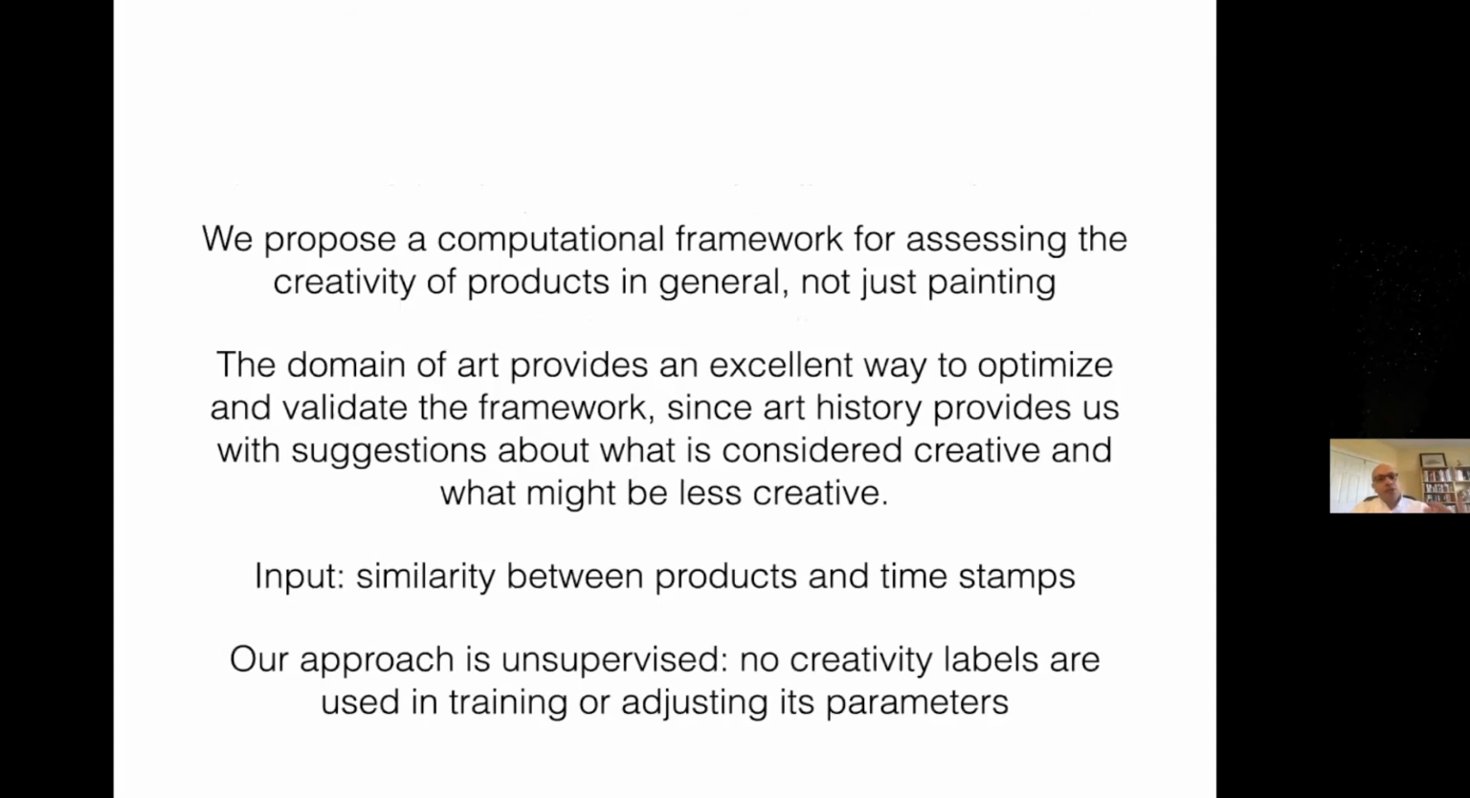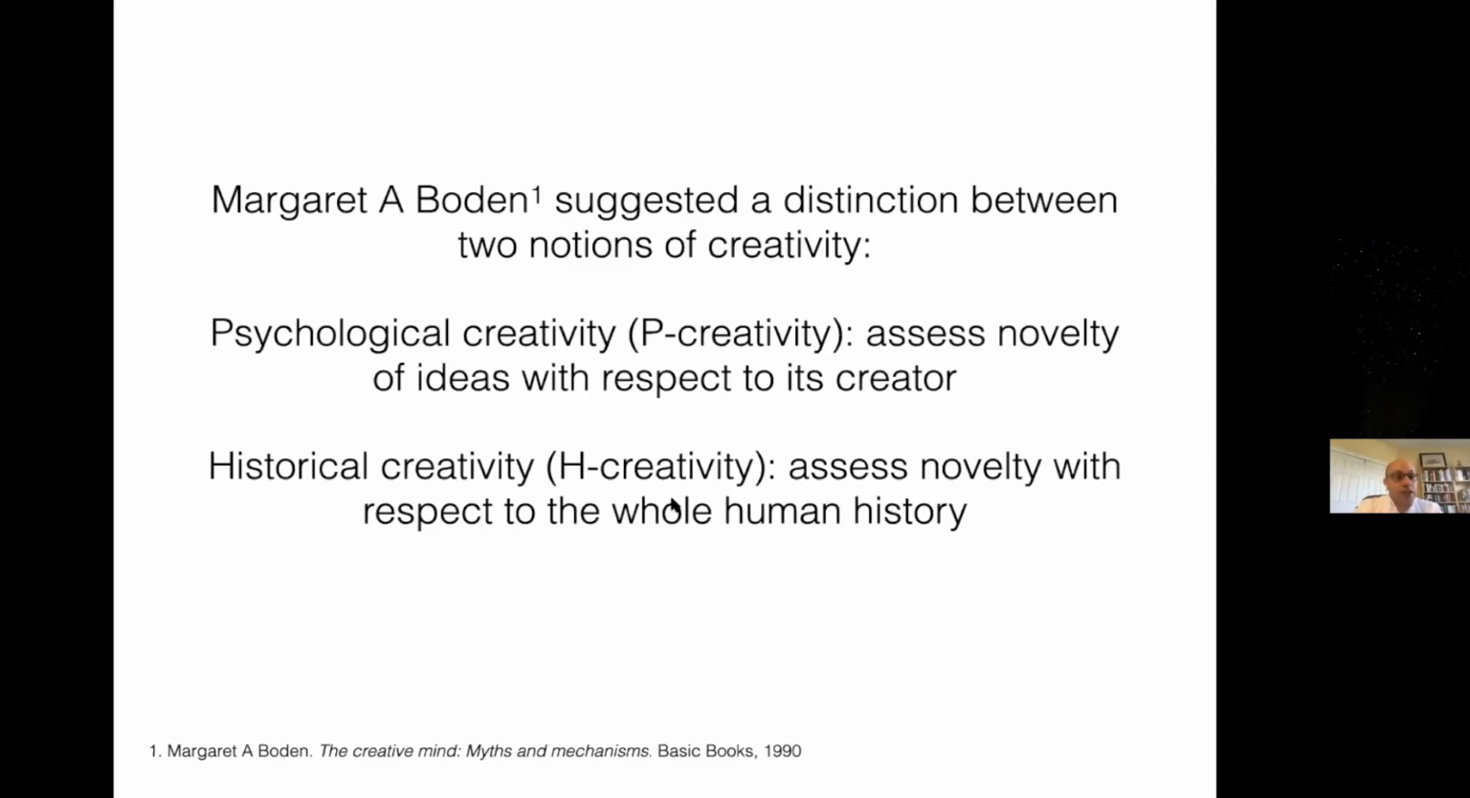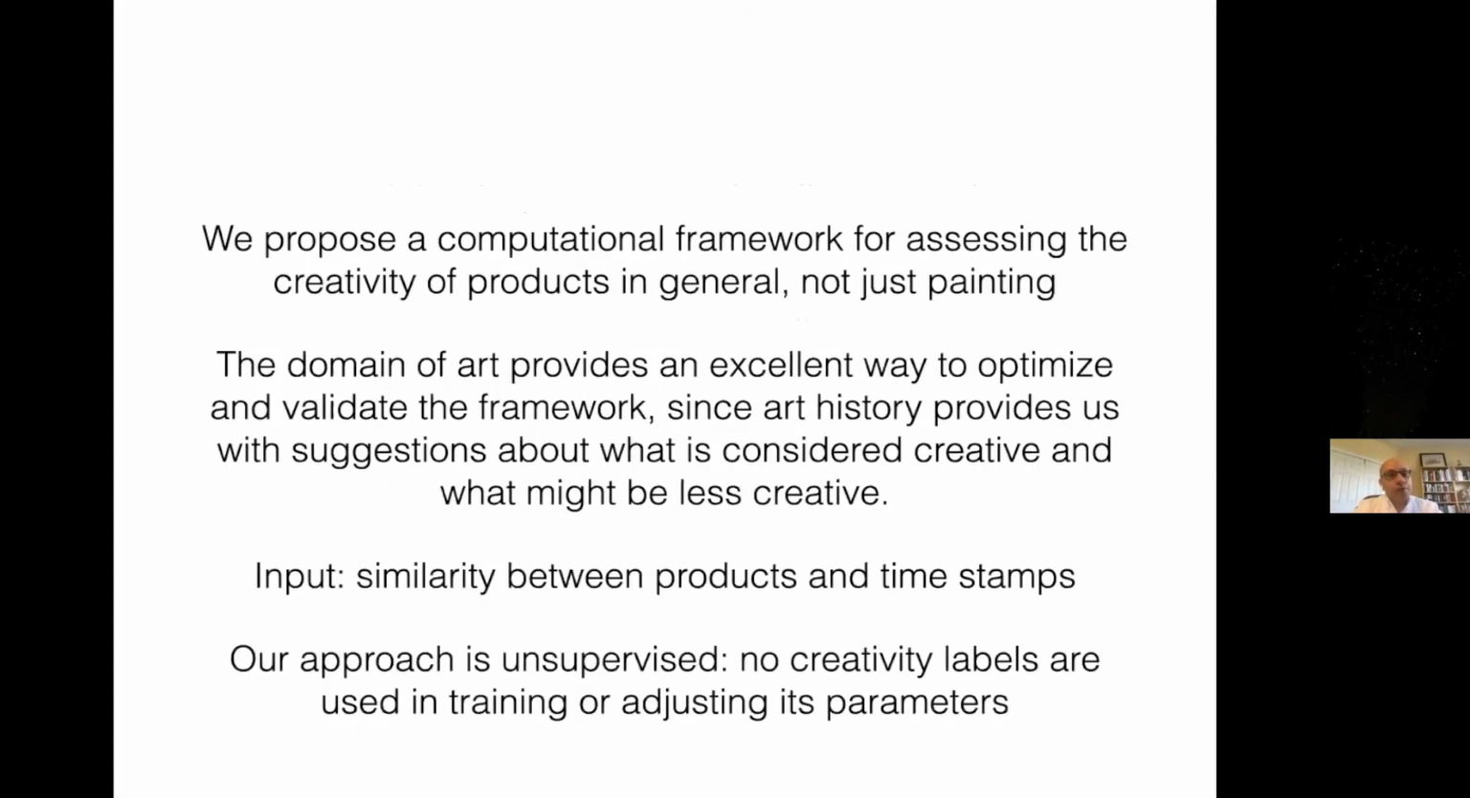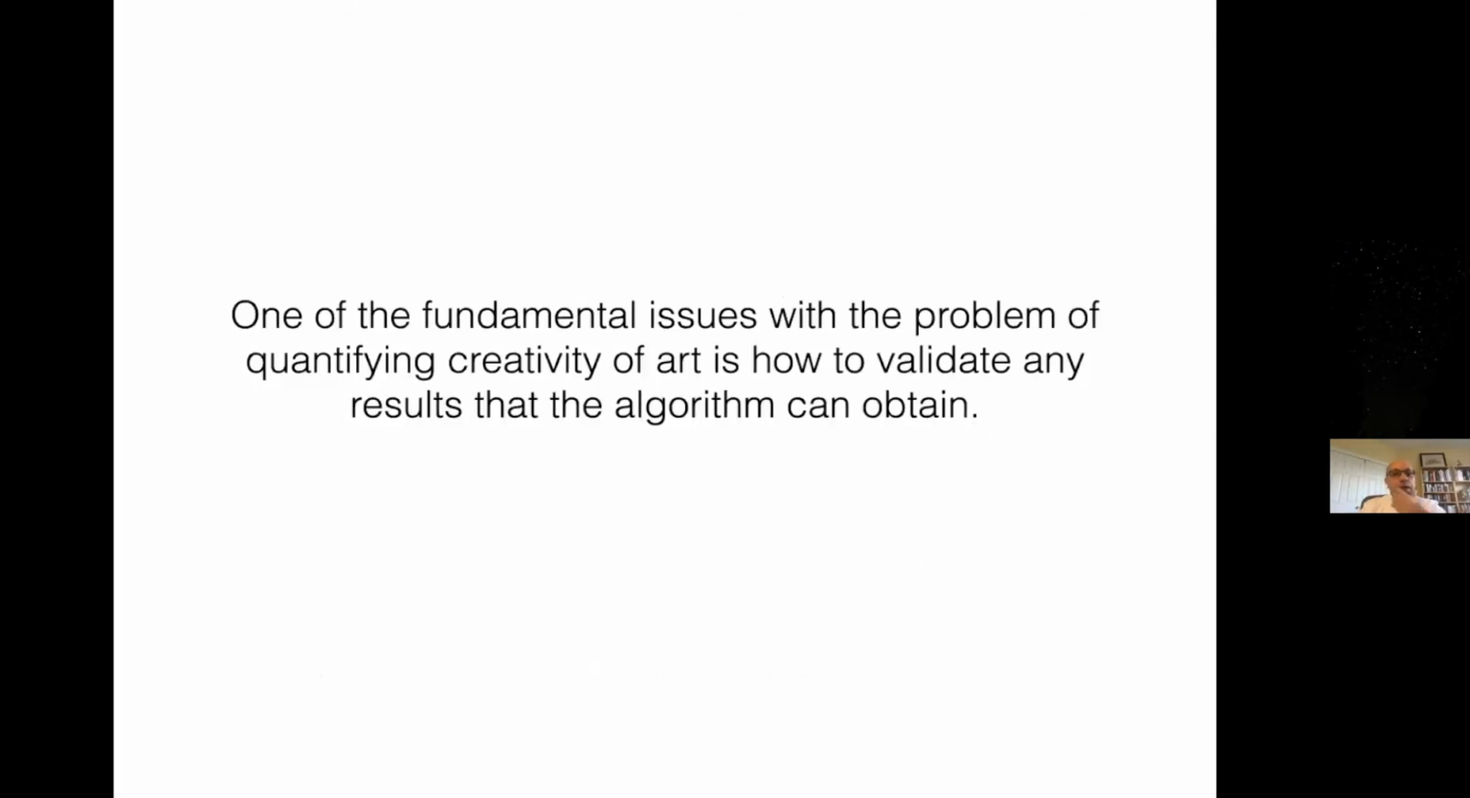So basically, that's what we're trying to do. We're trying to align ourselves with historical creativity of a product and try to define an algorithm to do that. So we propose an algorithm to assess creativity that's basically unsupervised, meaning that we don't have any creativity labels. We just have a bunch of artworks, and the only information I'm going to have is the date that artwork was done. So these are two pieces of information: the image and the date, nothing else. And we're trying to infer from that something about creativity.